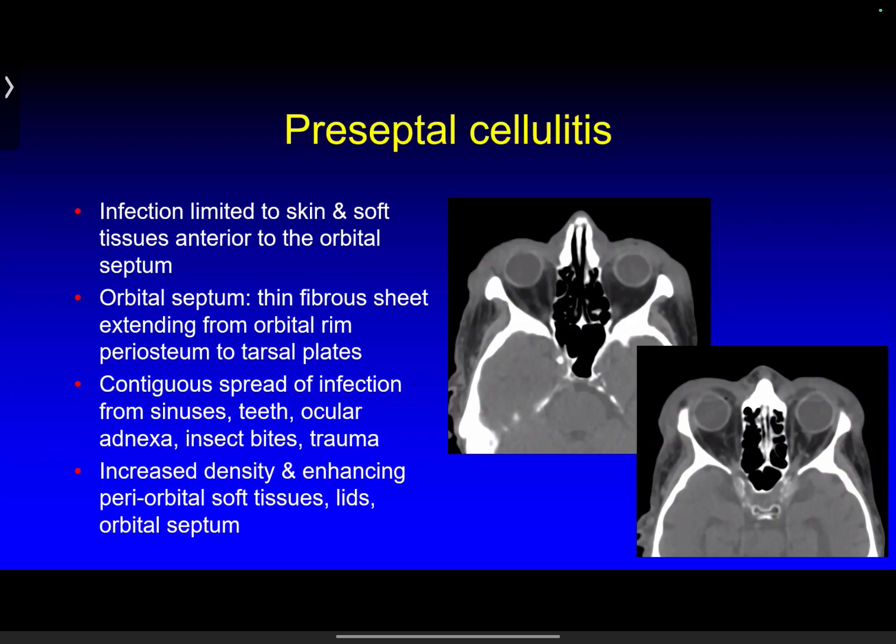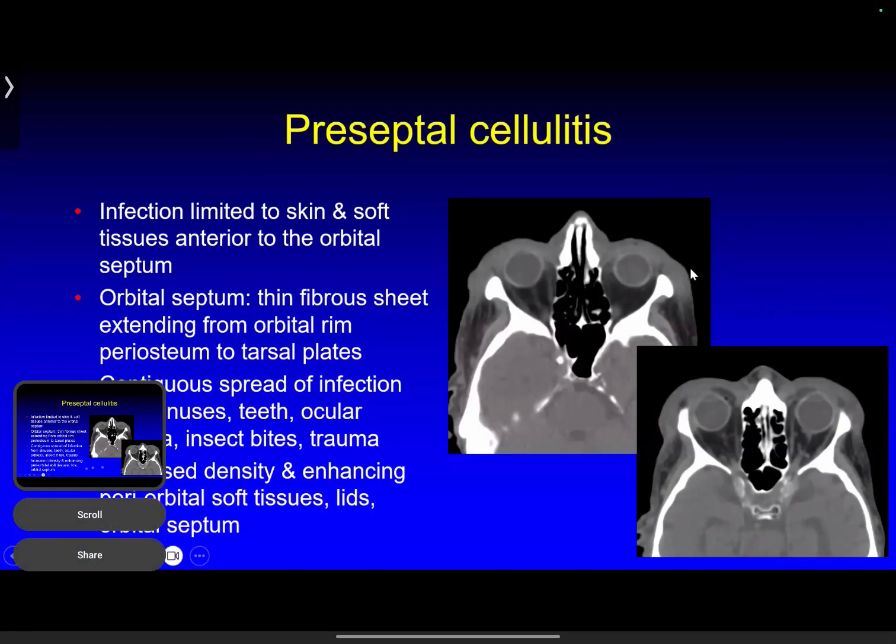And it can be due to contiguous spread of infection from the sinuses. That's the most common cause. But infection from the teeth, ocular adnexa, insect bites, trauma, all of them could produce preseptal cellulitis. On CT, you'll see this characteristic increased density and enhancement in the periorbital soft tissues and in the eyelids.